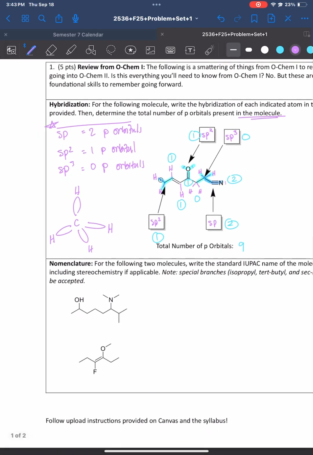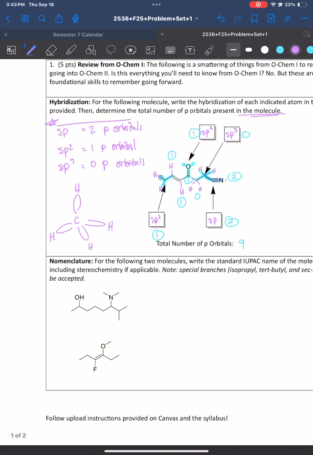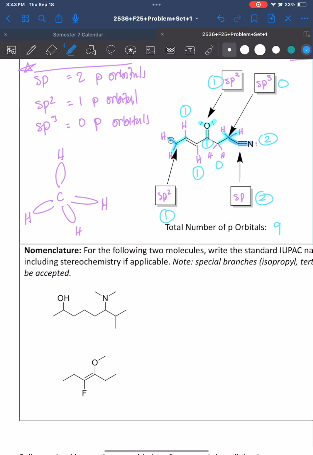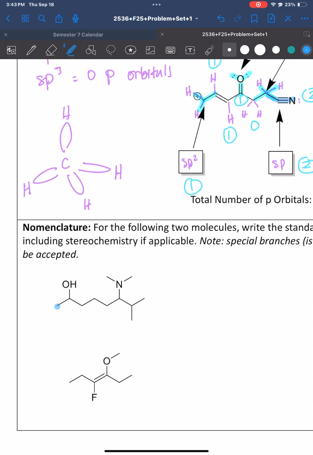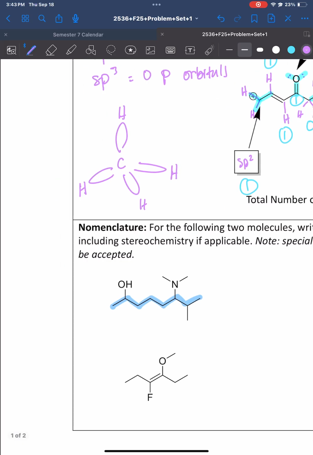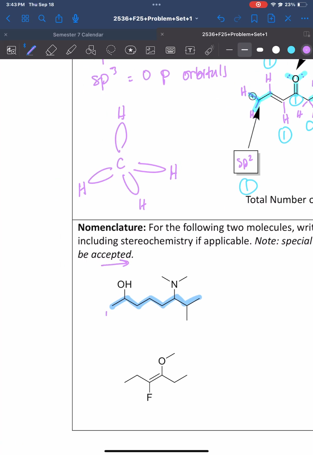So for nomenclature, the first thing we want to think about is finding the longest carbon parent chain. In this case, it seems pretty obvious. We have 1, 2, 3, 4, 5, 6, 7, 8. That is going to be our longest parent chain. And our next conundrum is seeing whether we want to number it left to right, starting with carbon 1 here, or right to left, starting with carbon 1 here.